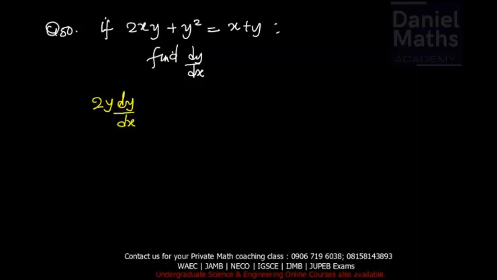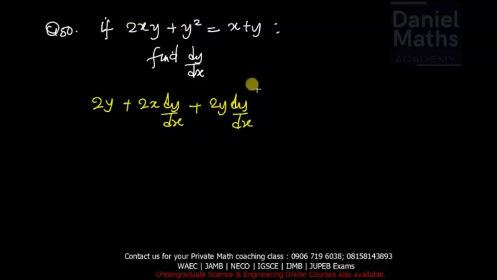I will have 2y if I differentiate with respect to x, and then plus, if I differentiate with respect to y, I will have 2x. The differential of y is 1, and 1 times 2x gives me 2x dy/dx. And then plus, if I differentiate with respect to y here, this gives me 2y dy/dx. It's equal to, if I differentiate x here, this gives me 1, and if I differentiate with respect to y, this gives me just dy/dx.